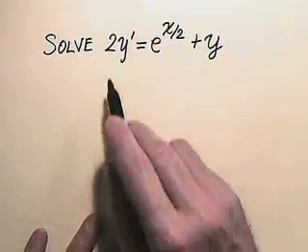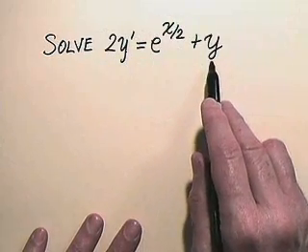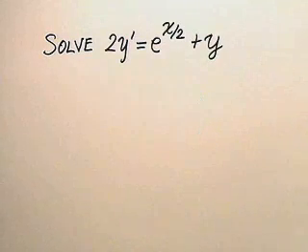Now let's solve a first-order linear differential equation where the first thing we have to do is put it in standard form. We want to solve the equation 2y prime equals e to the x over 2 plus y. Why don't you pause the video and try this one on your own and then see how I do it.